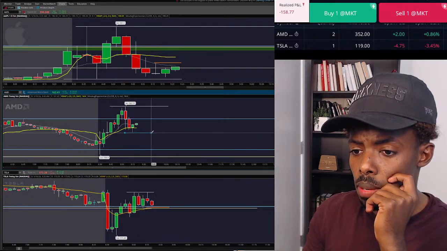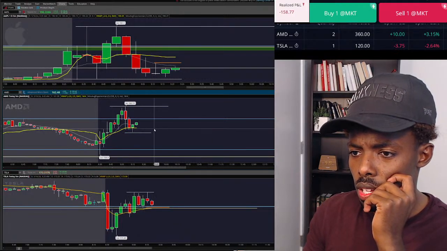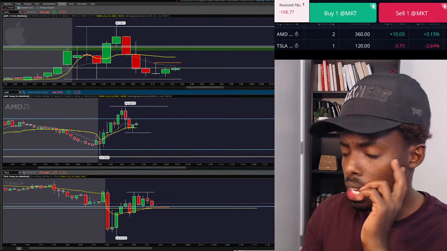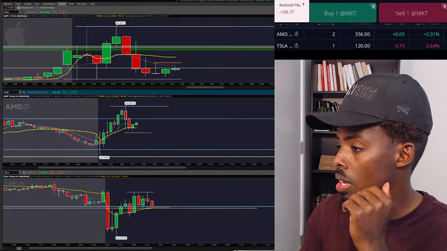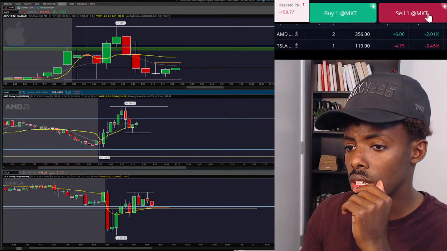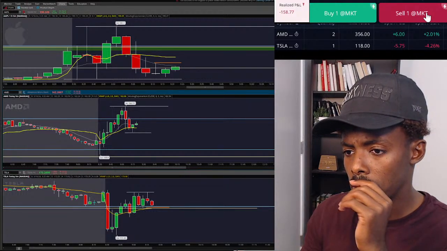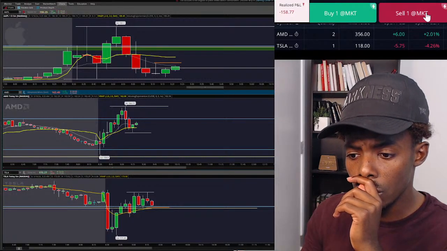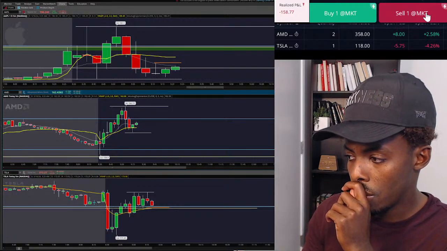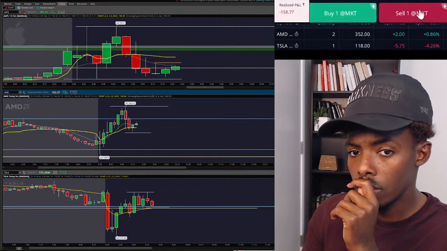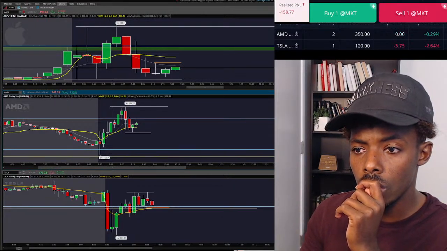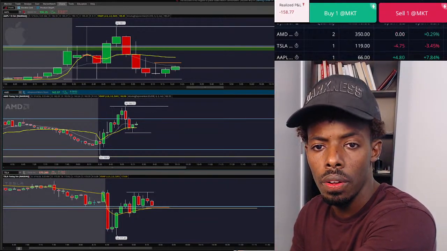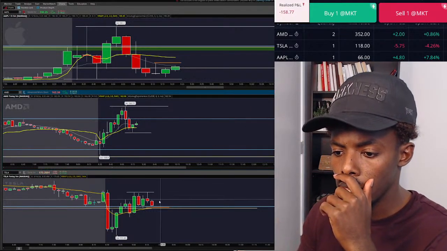Apple's going to our stop loss. They're both going to our stop loss. Damn. Yeah, Apple and Tesla are going to our stop loss. So we have to keep that in mind. Tesla's basically now in the red, so we have to respect that L. Not that it was an L actually. Yep. Apple and AMD. Tesla's going to it. Yep, Tesla's going to our stop loss.